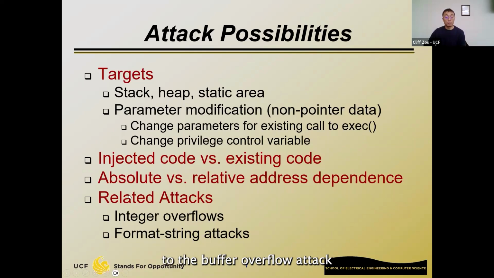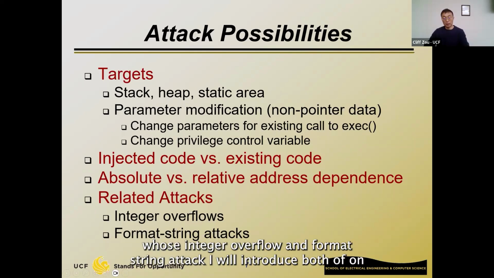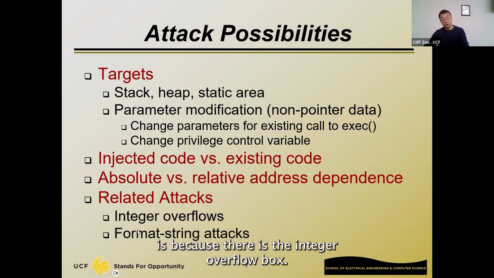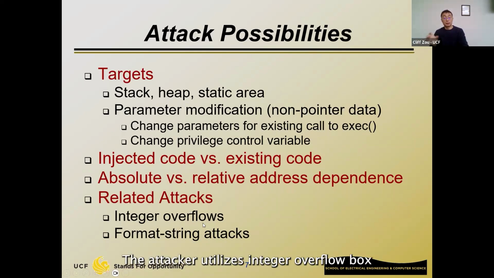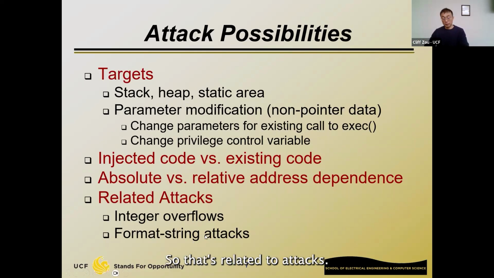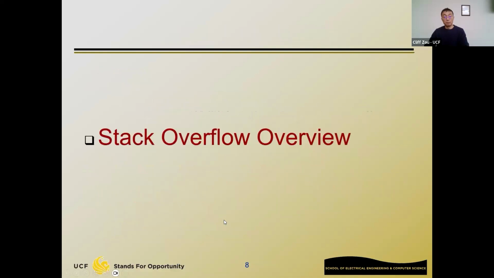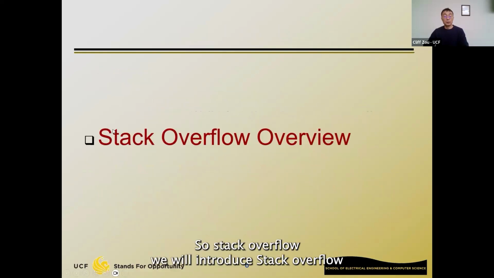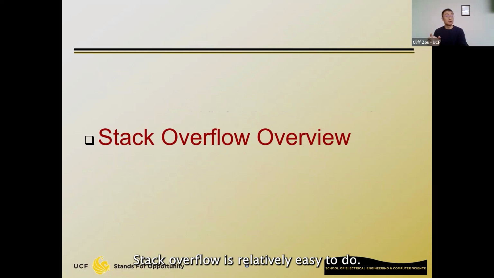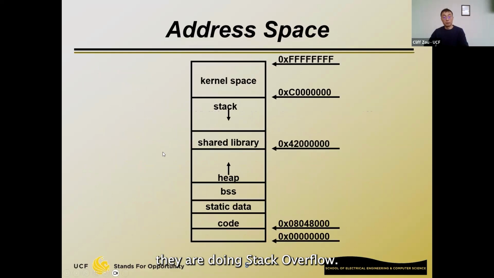Related attacks to the buffer overflow attack are integer overflow and format string attack. I will introduce both of them. Most buffer overflow vulnerabilities come from integer overflow bugs. The attacker utilizes integer overflow bugs, and they can generate buffer overflow bugs. So that's the related attacks. We will introduce stack overflow, not heap overflow, because heap overflow is much more complicated. Stack overflow is relatively easy to do. So the majority of buffer overflow attacks are doing stack overflow.